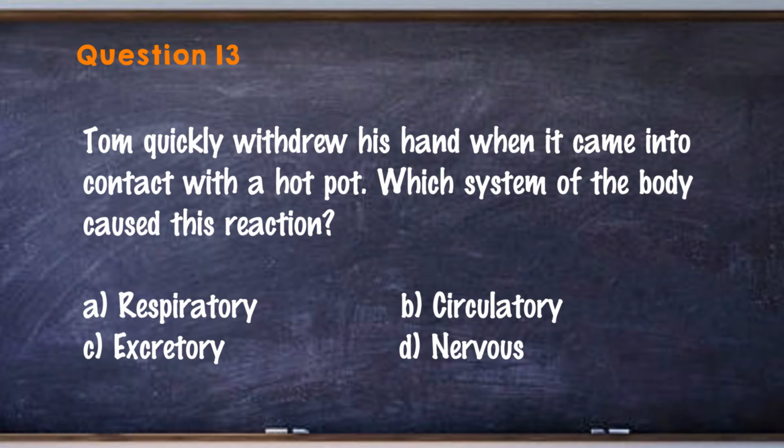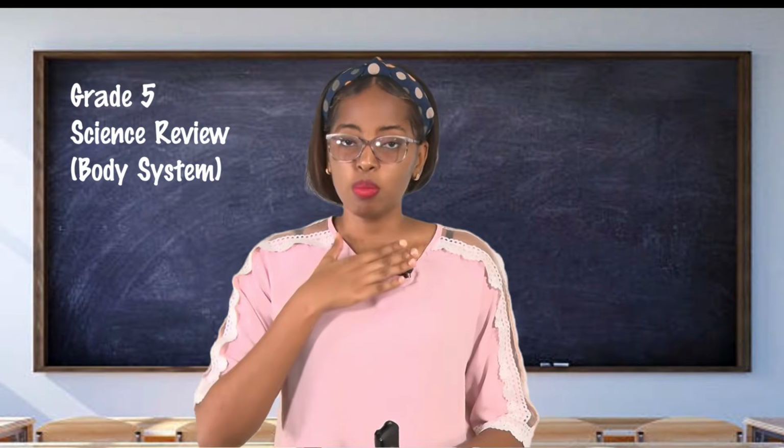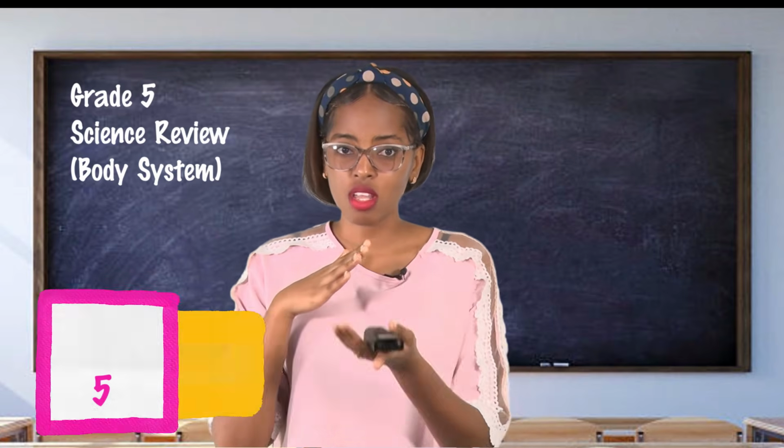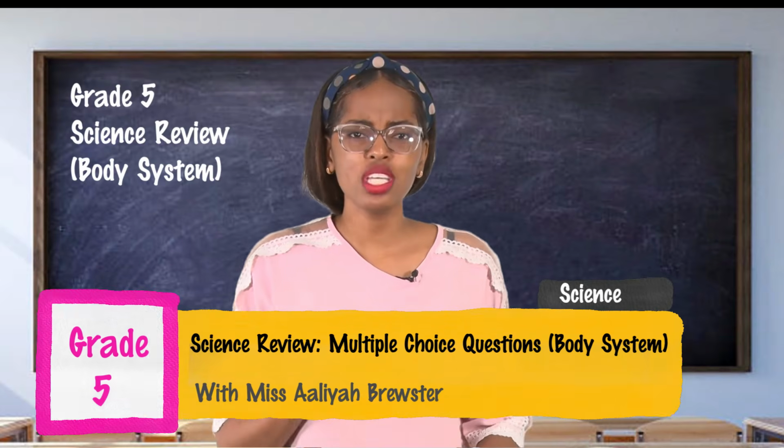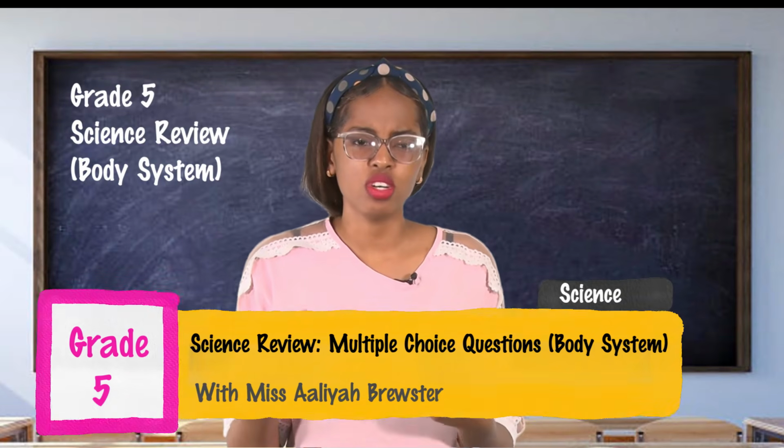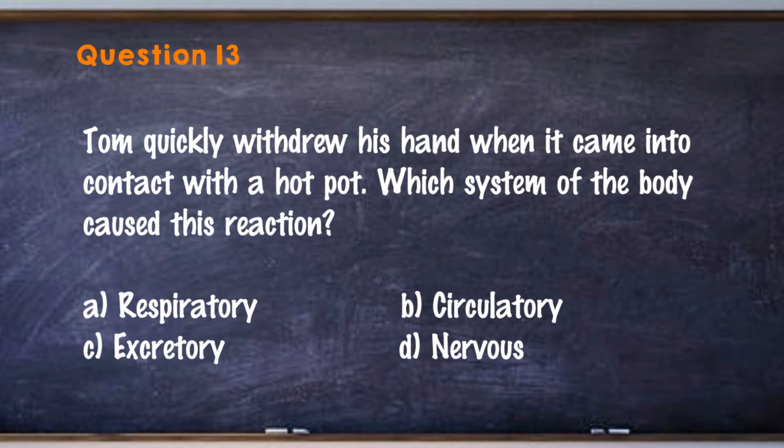Tom quickly withdrew his hand when he came into contact with a hot pot. Which system of the body caused this reaction? So I'm pretending I'm Tom. This is the hot pot. Ouch! Which system you think is responsible for that action or that reaction? Is it A, respiratory, B, circulatory, C, excretory, or D, nervous?